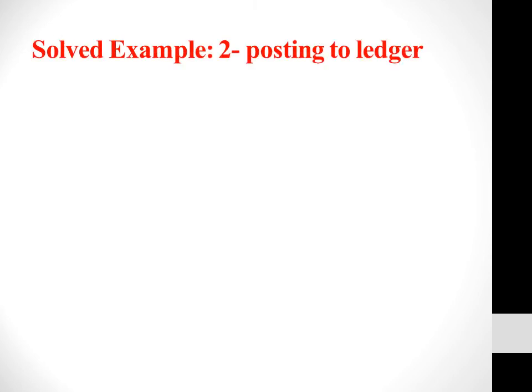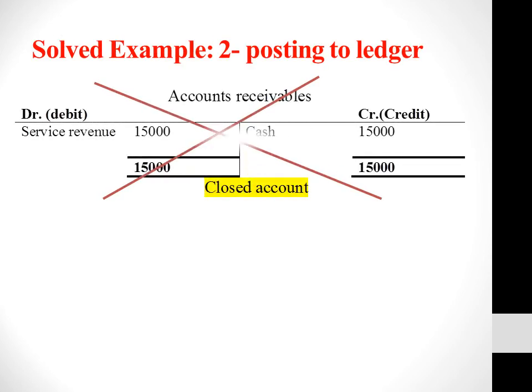Now let's talk about the accounts receivable account. This account will be a closed account. What do you mean by closed account? It happens when the debit side exactly equals the credit side. So there is no balance, neither debit nor credit. So we call it a closed account. And this means that it will not appear within the trial balance.